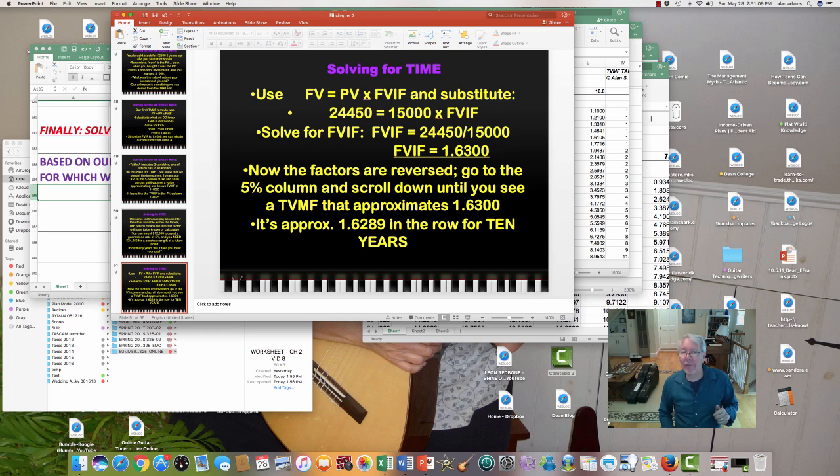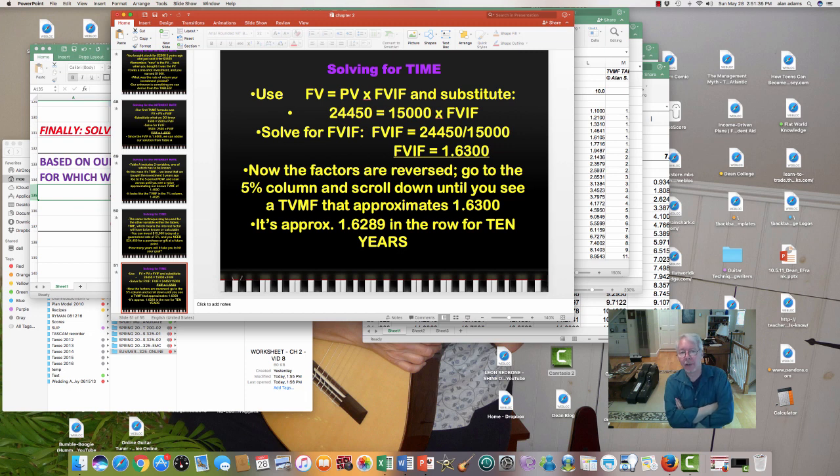I'm going to use the same formula. I love using the simplest formula, Formula 1, Formula A, FV equals PV times FVIF, just like I did a moment ago. I'm going to plug in the numbers I know. I take my future value, okay, 24,450. I plug in my present value, 15,000. I don't know FVIF. Step 1 is to solve for it. Step 2 will answer the question.